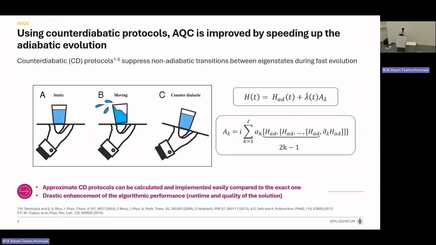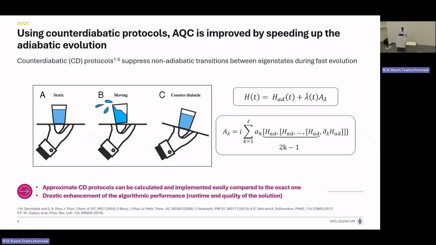So before going to that, you can think of this counterdiabatic protocol like a waiter delivering water to the table on a tray. An adiabatic way of doing this is to move very slowly, and you can deliver, but it's inefficient. So you have to be very slow, and he loses the tip. You want to be faster.